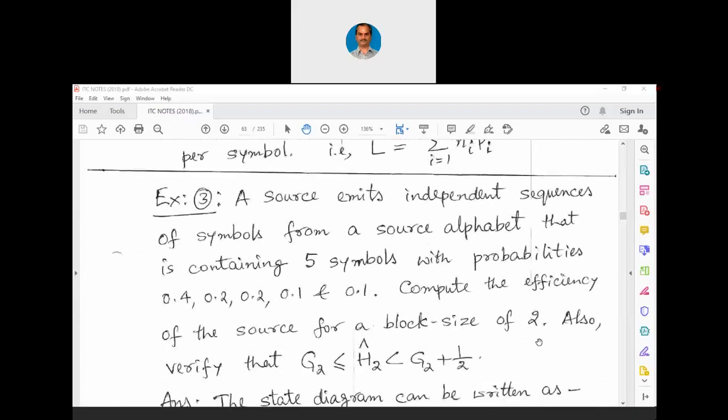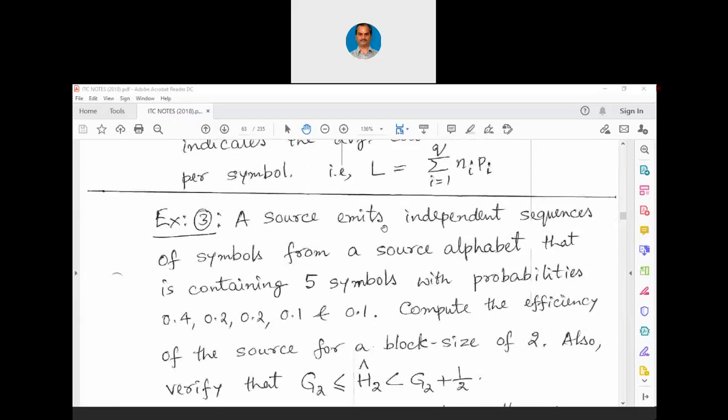Now let us see one exercise. I don't know whether I will be able to complete this exercise or not. If it is incomplete, let me cover it again in the next class.